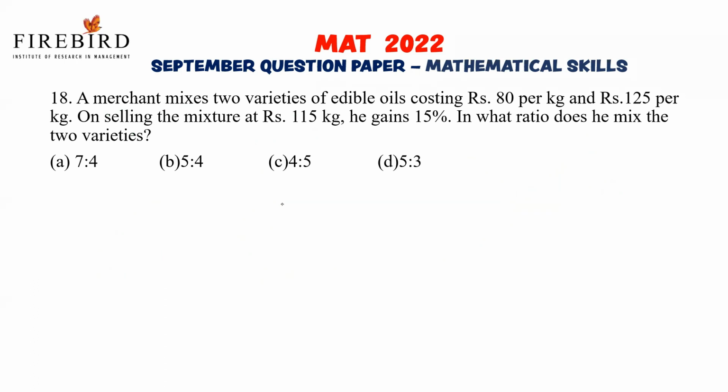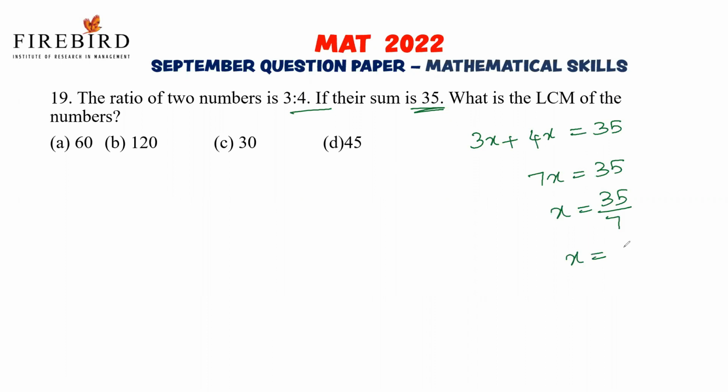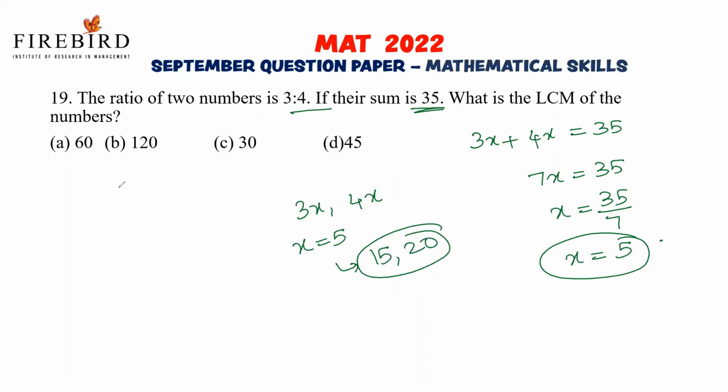Next. The ratio of two numbers is 3 is to 4. If their sum is 35, what is the LCM of the numbers? If the ratio is 3 is to 4, the two numbers will be 3x and 4x. Their sum is 35, that is 3x plus 4x is 35. 7x is equal to 35, and the x value is 35 by 7. You will get x value as 5. Find the LCM of the numbers. 3x and 4x are the numbers. If I substitute x is equal to 5, I'll get 15 and 20 as the two numbers. What is the LCM of 15 and 20? We know it as 60. That is your answer.